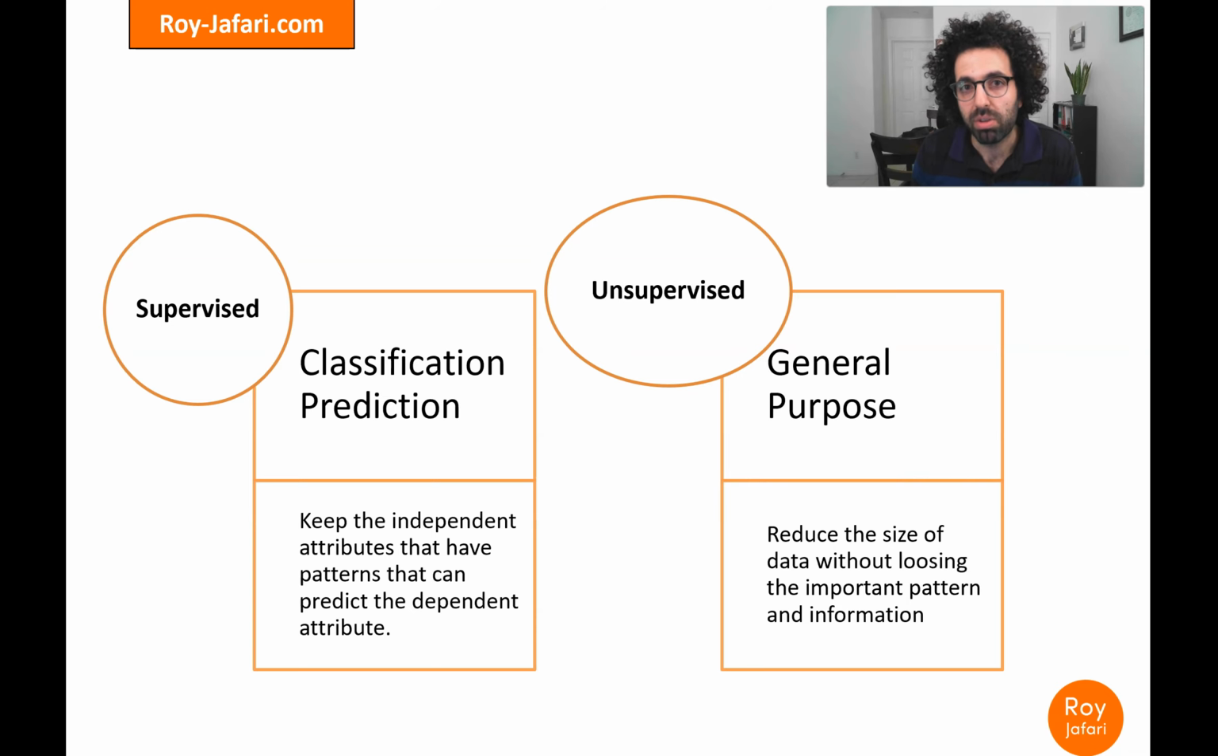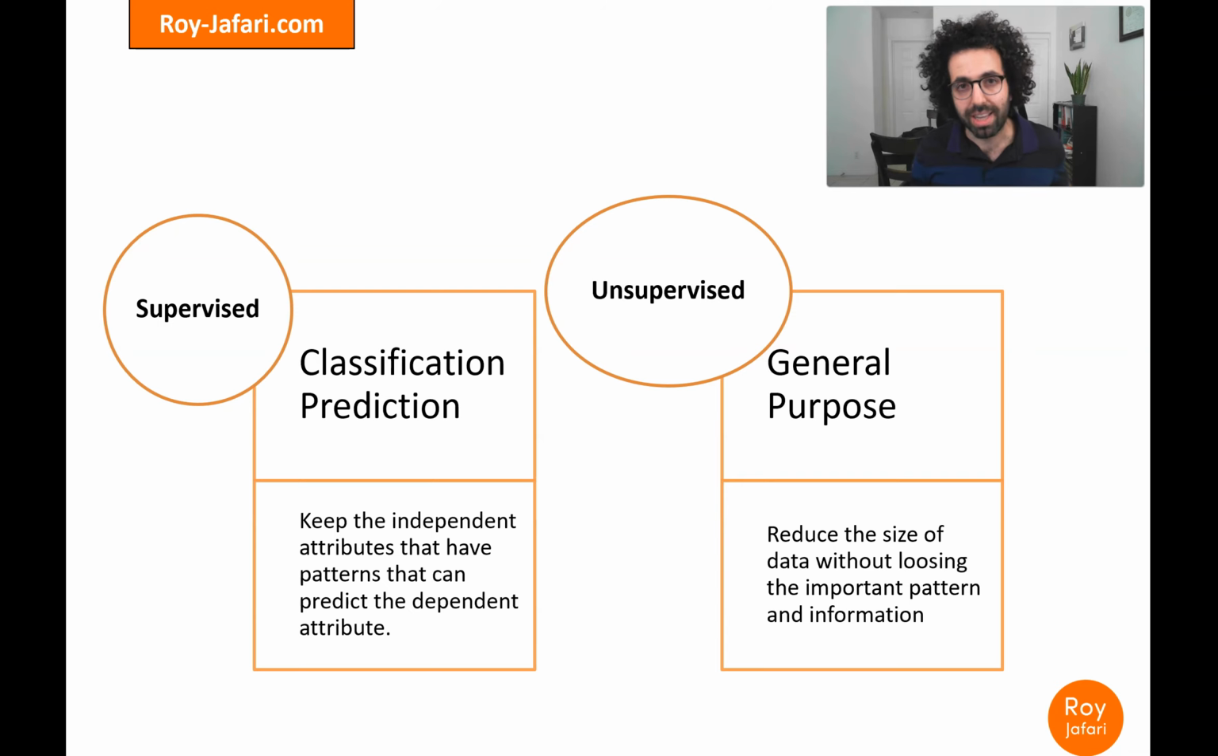It comes against unsupervised dimension reduction, which is more general purpose, and its goal is not to help a specific task. That's why it's called unsupervised. It's just to reduce the number of attributes and, at the same time, keep the most important part of the information in the data. So that's the difference between them.